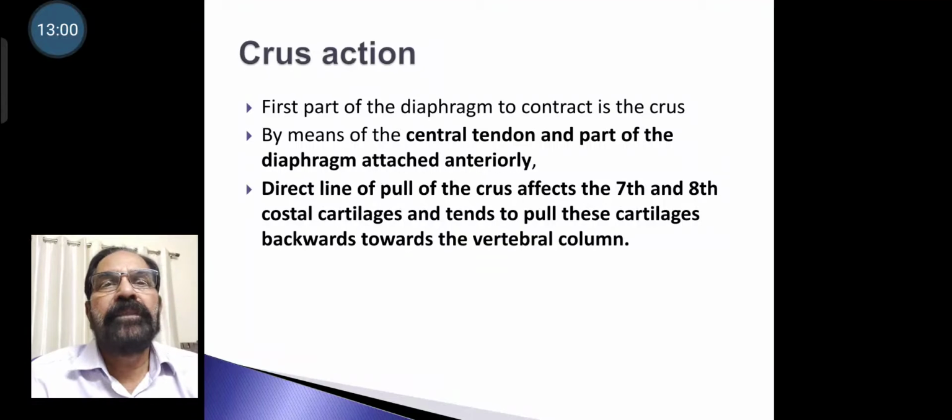Crus action. The first part of the diaphragm to contract is the crus, by means of the central tendon and the part of the diaphragm attached anteriorly. The direct line of pull of the crus affects the 7th and 8th costal cartilages and tends to pull these cartilages backwards towards the vertebral column.